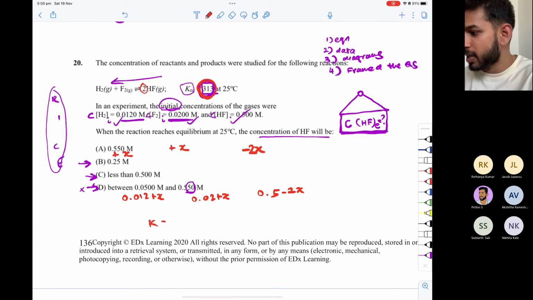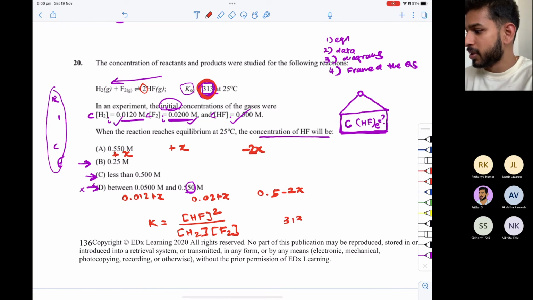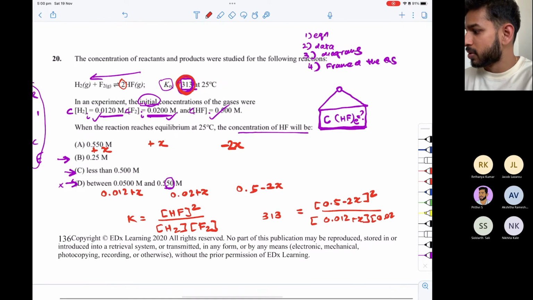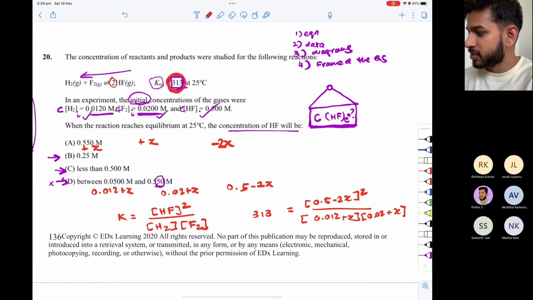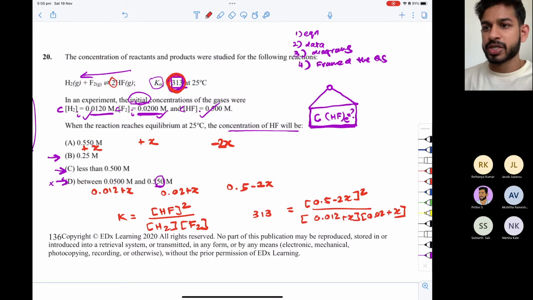So you can go, well, K is going to be equal to HF squared divided by H2 times F2, right? Sub those values in. So 313 is equal to (0.5 minus 2x) squared, times (0.012 plus x), times (0.02 plus x). Now, straight away, you can appreciate there's a quadratic equation.